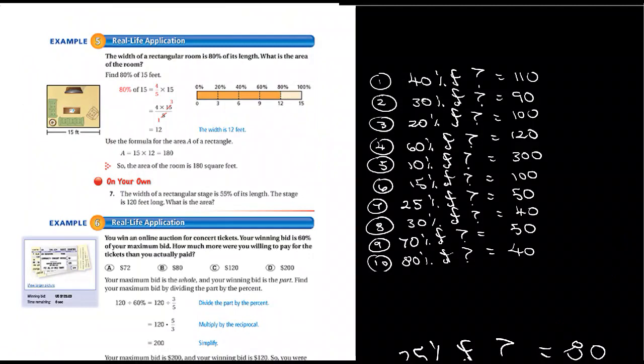We got 40% of something equals 110. 30% of something equals 90. 20% of something equals 100. 60%, and then 120. Number 5 is 10%, and then 300. 6 is 15%, and 100. 7 is 25%, and 50. 8 is 30%, and 40. 9 is 70% of something is 50, and finally number 10, 80% of something equals 40.